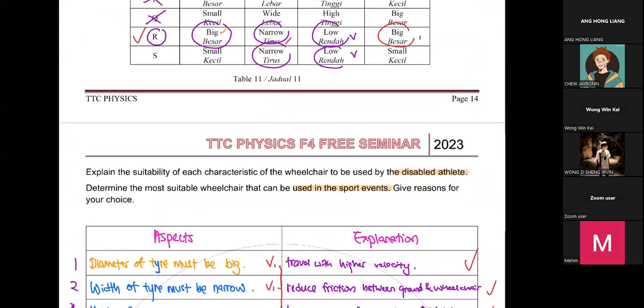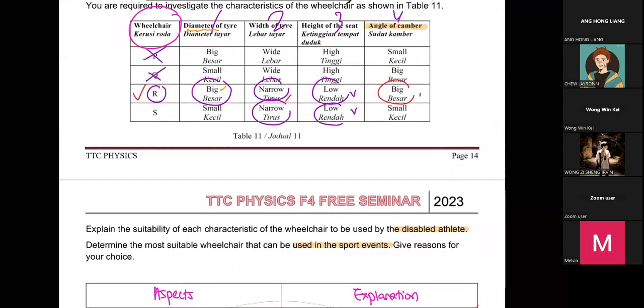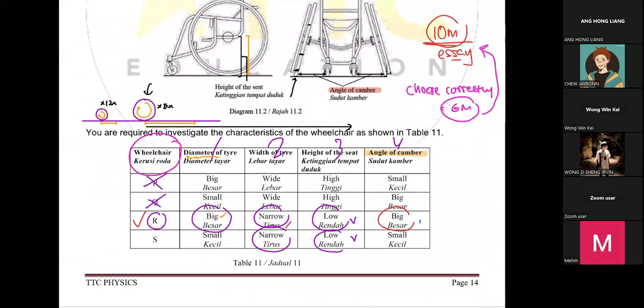Because in calculation, let's say 10 marks, how many calculations do you need to do to get 10 marks? Maybe you have to do like 4 calculations because some are 2 marks, some 3 marks. You have to memorize 4 formulas to do 4 calculations to get 10 marks. Essay, as long as you try to explain, then you will be able to get these marks.